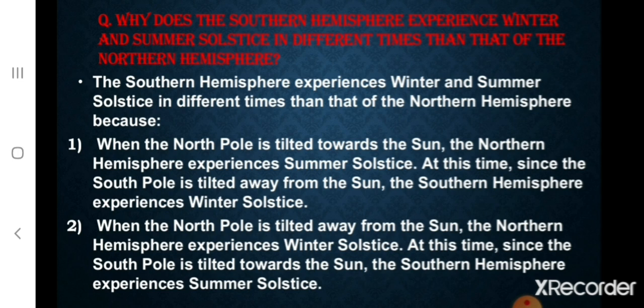And when the North Pole is tilted away from the sun, the northern hemisphere experiences winter solstice. At this time, since the South Pole is tilted towards the sun, the southern hemisphere experiences summer solstice. So children, in this way, the southern hemisphere experiences winter and summer solstice at different times than the northern hemisphere.